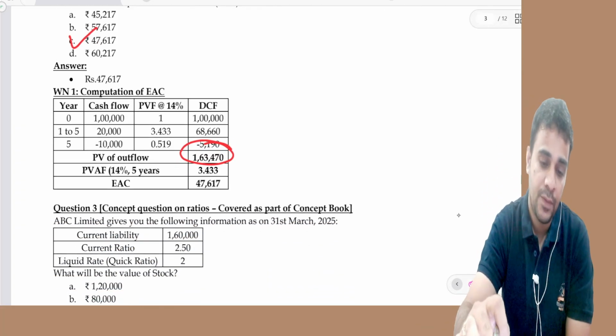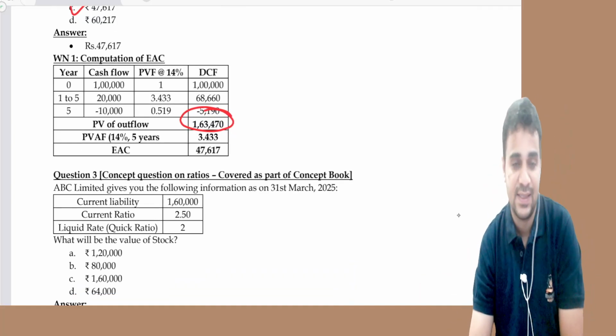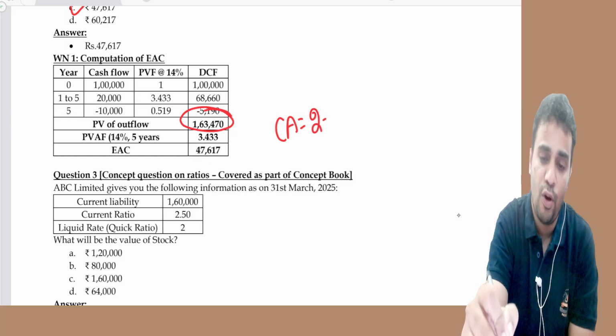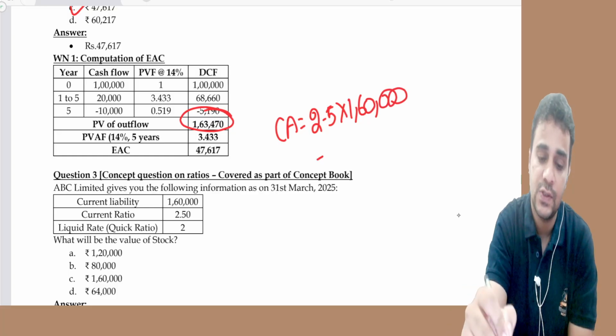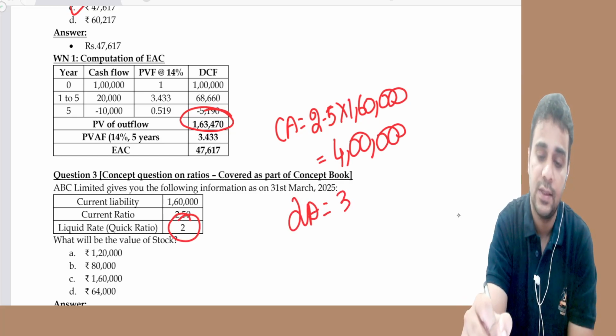Question 3, this was on ratio analysis. I think the easiest of the lot, but this came for 1 mark only. Your current ratio is 2.5 times, which means current asset is 2.5 into 1 lakh 60, which is 4 lakh. Quick asset is 2 times of 1 lakh 60, 3 lakh 20.